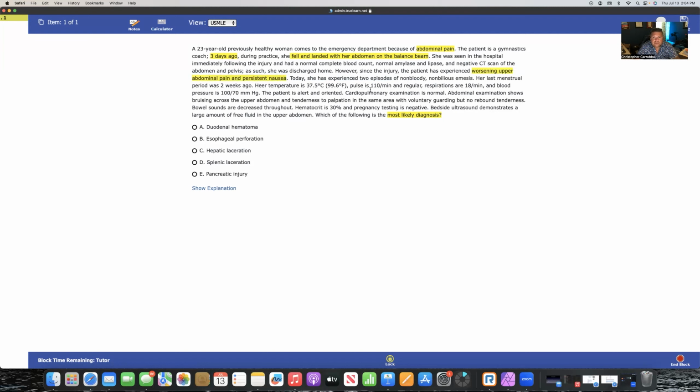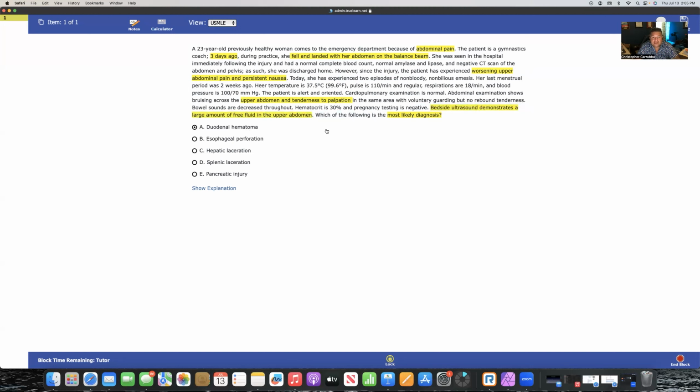And we can get in here and start reading, and we see that, if we look through there, the patient's relatively stable. Abdominal exam shows some bruising across the upper abdomen and tenderness to palpation in the same area with voluntary guarding. Doesn't really give me much between A and E yet. We're still really thinking about one answer there or the other. But what we do pick up on here is that the bedside ultrasound shows free fluid in the upper abdomen.